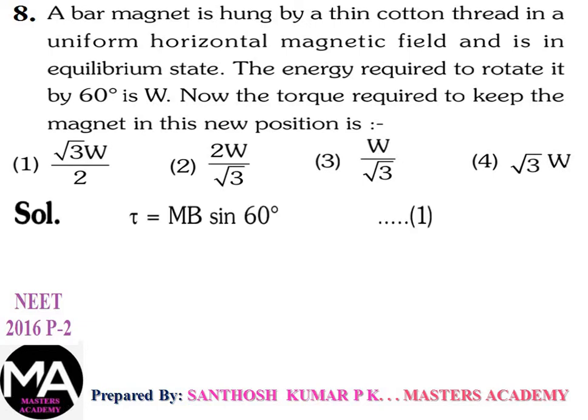Solution, we know that the torque is given by tau is equal to MB into sin theta. Here it is 60 degrees, so MB sin 60. Second case, the work done W is equal to MB into 1 minus cos 60 degree.